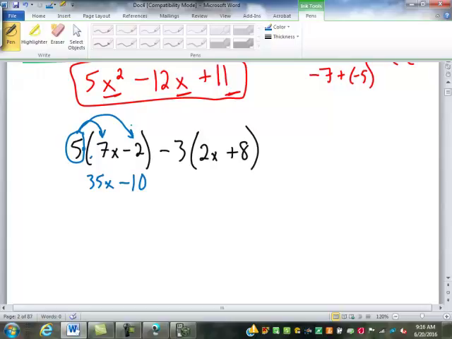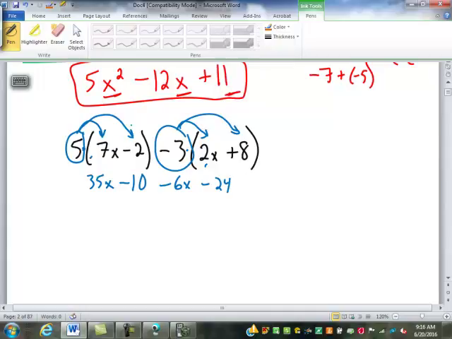We move on to the next one. Is there anything to do inside that set of parentheses? No. There isn't, because it's an x and a 1s. We can't combine those with addition. Is there anything that needs to be done to that set of parentheses? Multiply by, careful, negative 3. Very good. There's a negative 3 multiplying that set of parentheses. So negative 3 times 2x is negative 6x. And negative 3 times 8, negative 24.